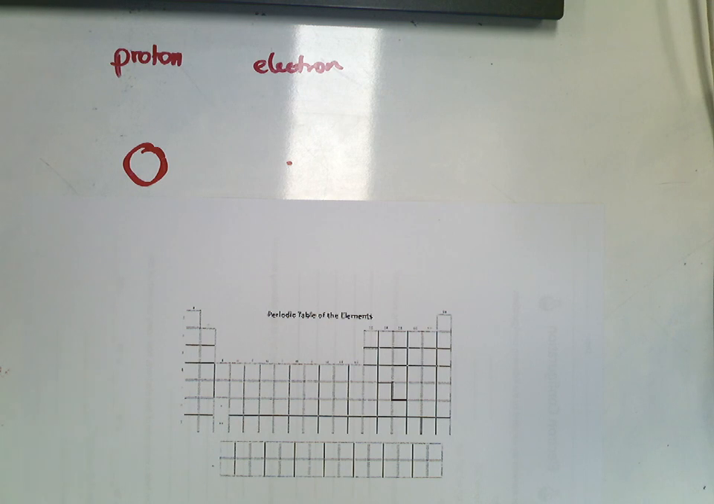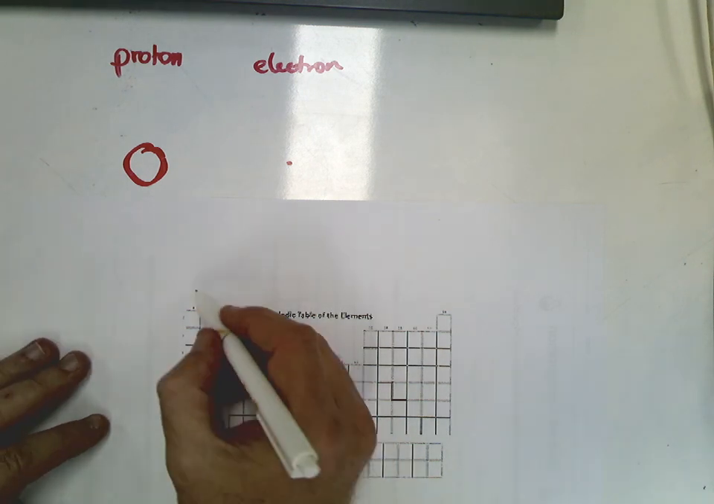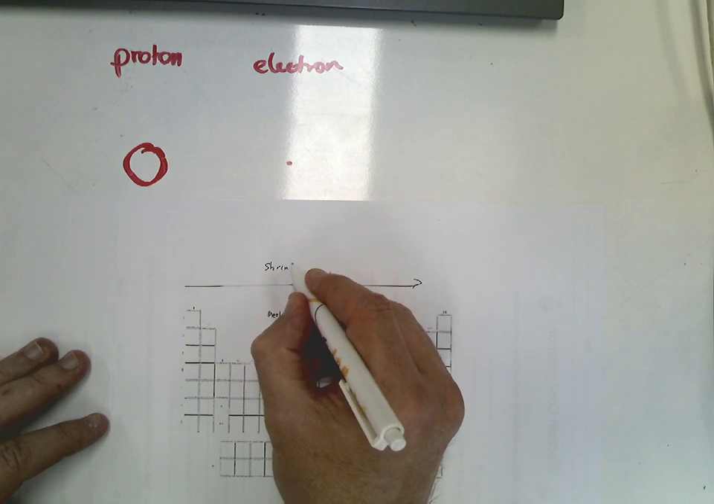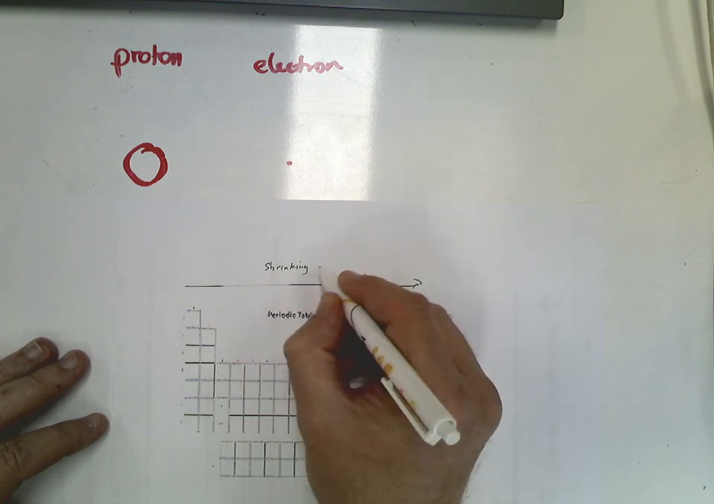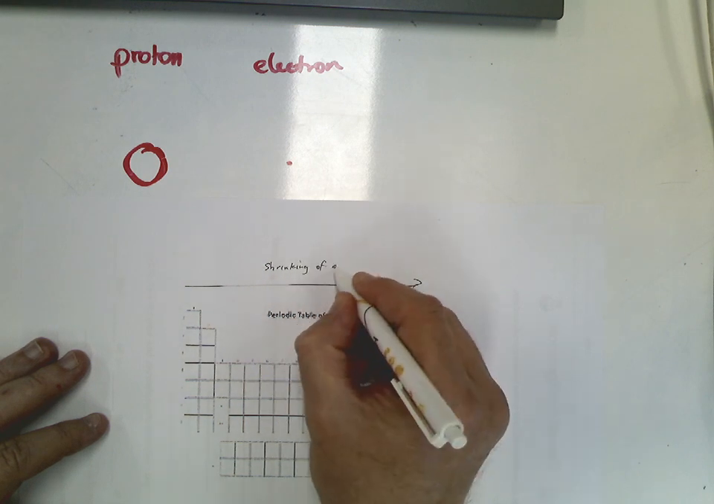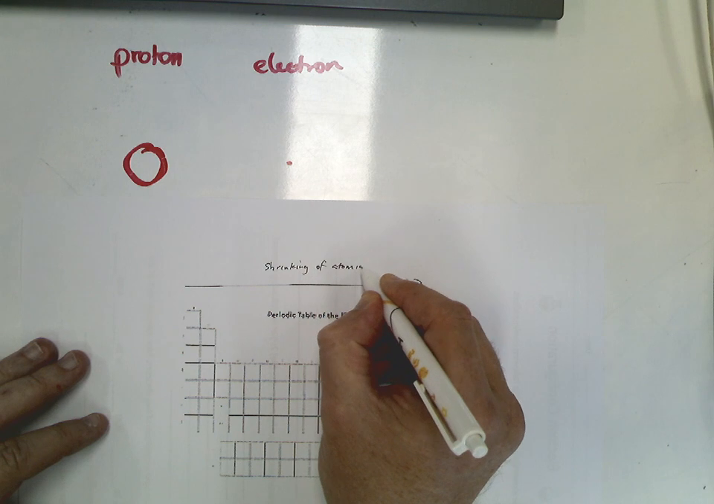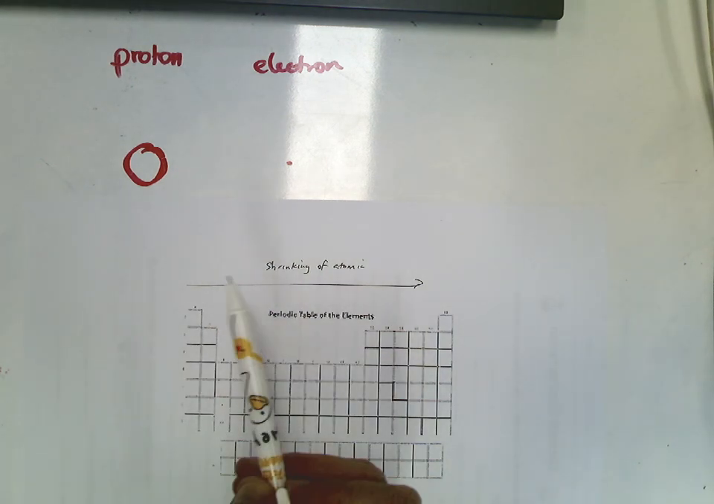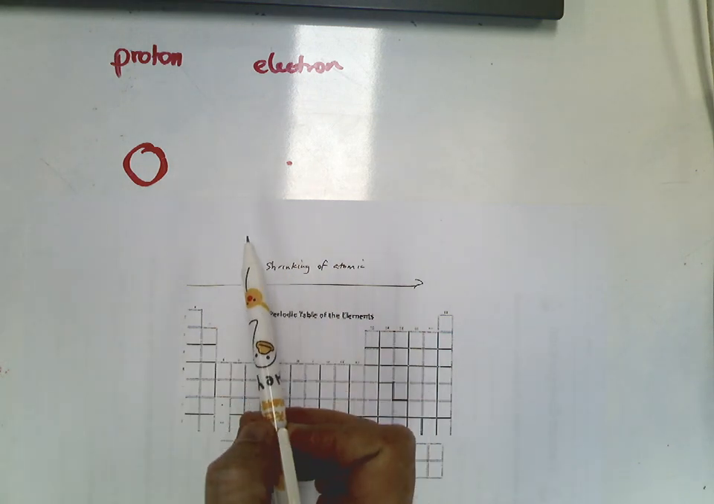And there's 3 trends that I'm going to talk about. The first one is the shrinking of atomic radius as we move across the periodic table. And we'll start with that. So basically, protons and electrons are not the same size. Protons are much bigger than electrons.